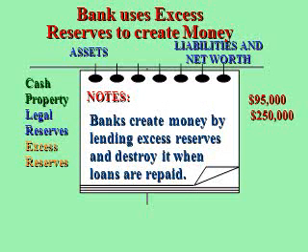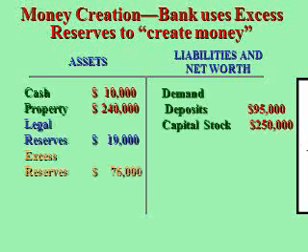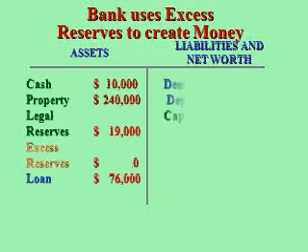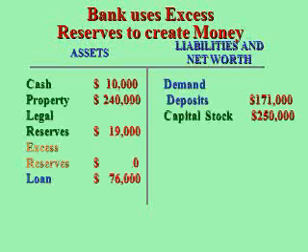All right, now banks are going to create money by lending those excess reserves and then destroy it when loans are repaid. They're not going to burn the money. You'll see how it plays out here. So let's say that the bank is going to make a loan for $76,000. Let's say my dad wanted to buy an RV, so he's going to take a $76,000 loan out, and so he can buy his big RV. And so the loan brings it down to $76,000.